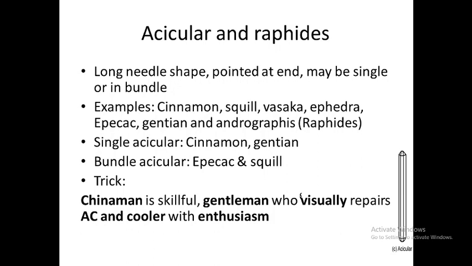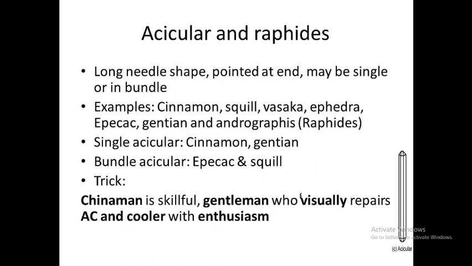Now the single acicular, meaning single needle shape crystals, are found in cinnamon and gentian plants, whereas bundle acicular, meaning the needle shape crystals which are found in a bundle, are found in ipecac, that is Cephaelis ipecacuanha, and squill, that is Urginea maritima or Urginea indica, also known as jungly pyaz, that is squill.